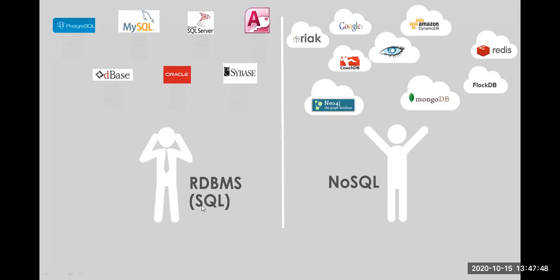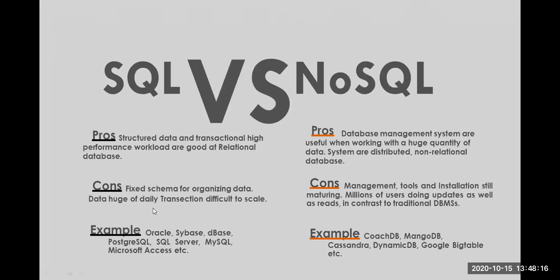Now these are the RDBMS SQL examples. We have seen this many times. That's dBase, then PostgreSQL, MySQL, SQL Server, Oracle. These are some of the examples. NoSQL examples are Neo4j, MongoDB, Flock, Redis. We are going to see this in detail. CouchDB, Cassandra. These are the examples of the NoSQL or NRDBMS, non-relational database systems.